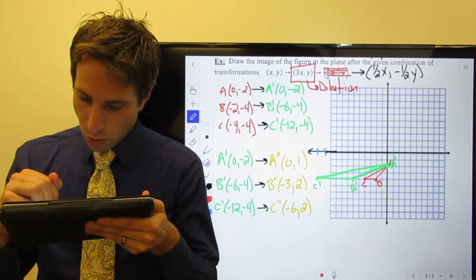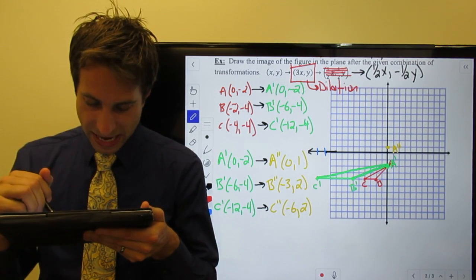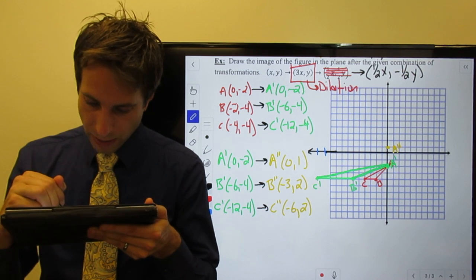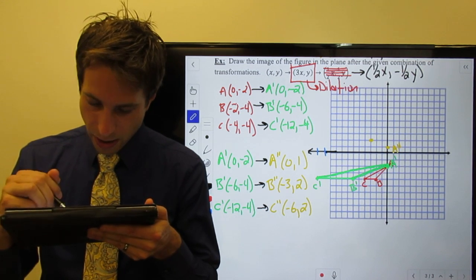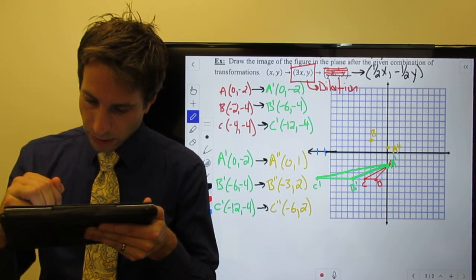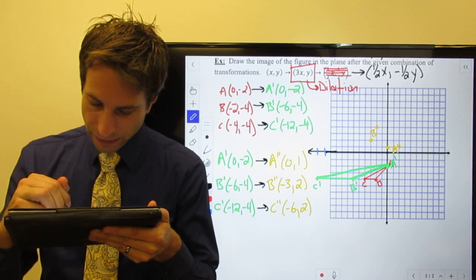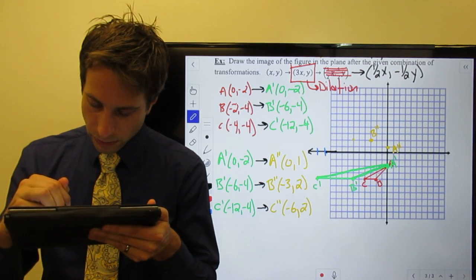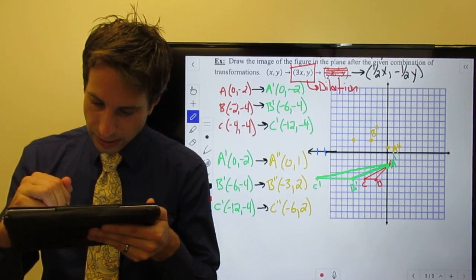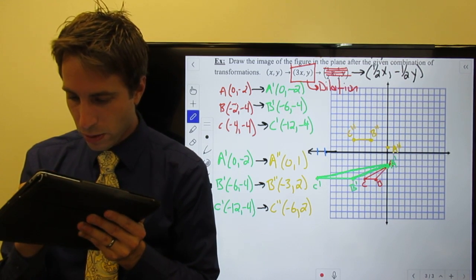We're going to go 0, 1. So right there, that's going to be A double prime. Then we're going to be at negative 3. 1, 2, 3, positive 2. Right there, that's going to be B double prime. And then C. 1, 2, 3, 4, 5, 6, 2. It's going to be C double prime, and once again, whew.